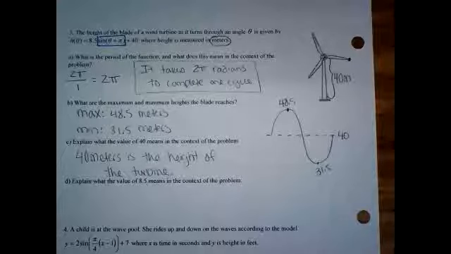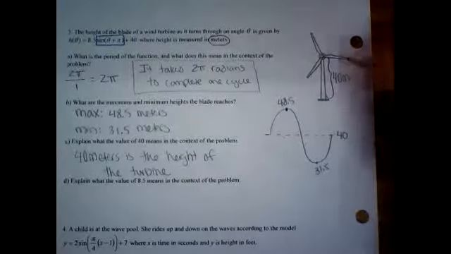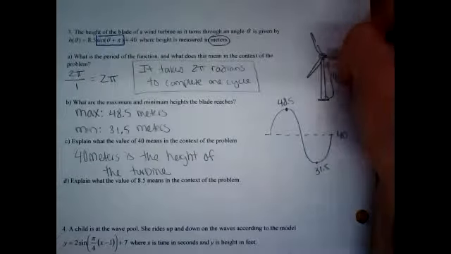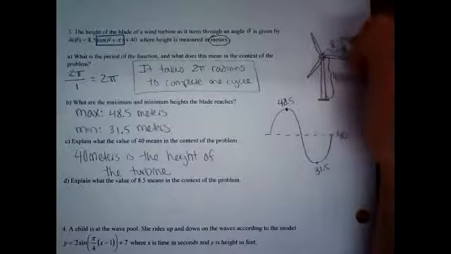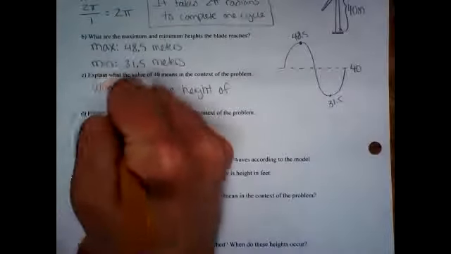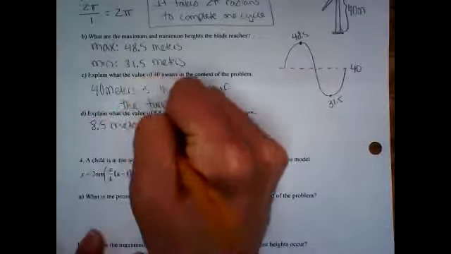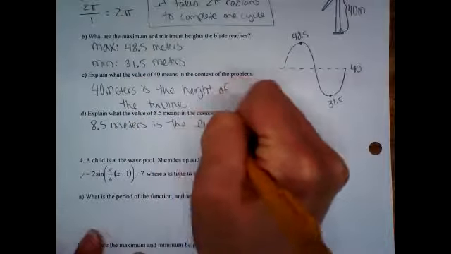And so D is explain what the 8.5 means. Well, if it goes 8.5 above and then 8.5 below, what does the 8.5 represent? Yeah, good, how long the blade is. This would be your 8.5 meters. So 8.5 meters is the length of the blade.